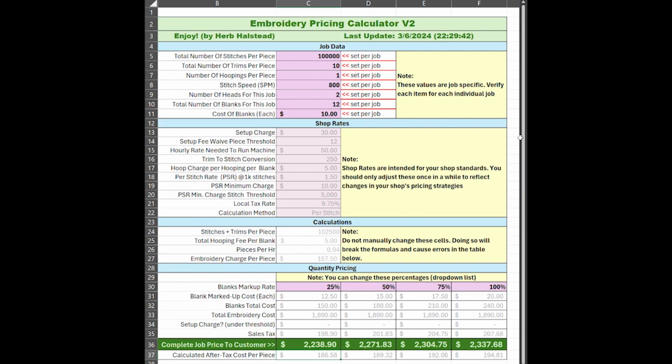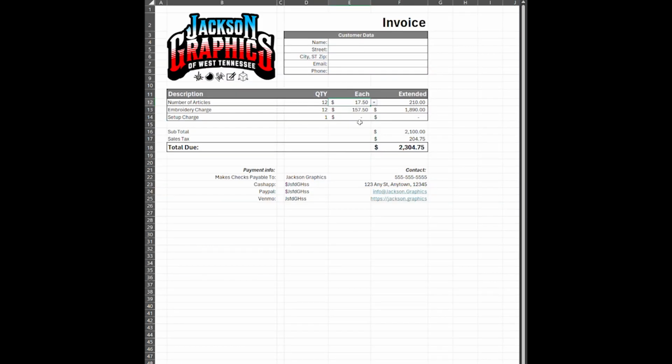I did add something else to this calculator that's not in the previous version, and that is the invoice tab. Now, the invoice tab basically is just a real simple invoice that draws data from the calculator tab. Let me go over it a little bit. First, you have this graphic here. This could be your logo, of course, not mine, but you would replace this with yours. There's a section up here where you can enter the customer's data, their name, the street address, city, state, zip, their email, and their phone number, for instance.